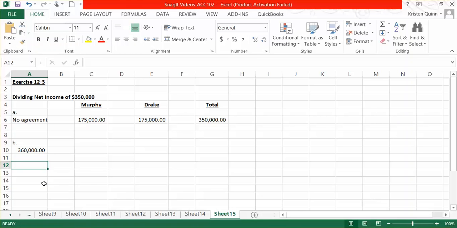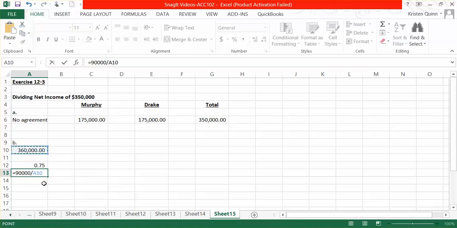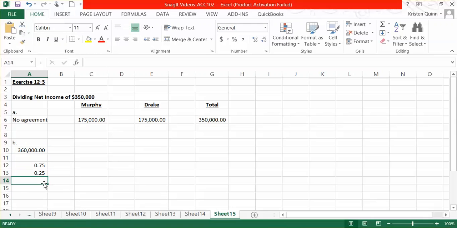In order to do that, we simply take Murphy's initial capital investment of the $270,000 and divide it by the total value of the business, $360,000. That gives us 0.75 or 75%, which means that our ratio then is a 3:1. Because if we put in the $90,000 that was contributed by Drake, again divided by the $360,000, we get 0.25 or 25%.